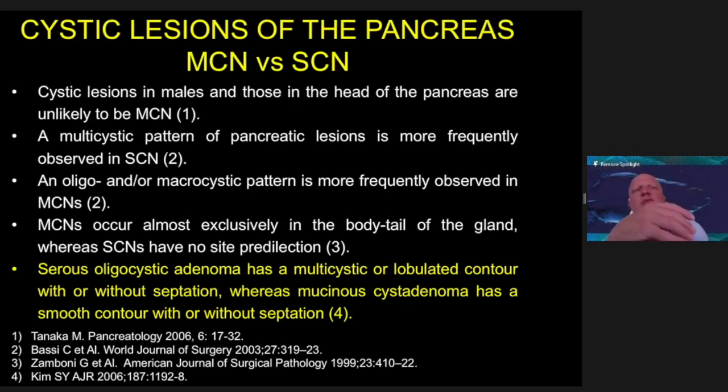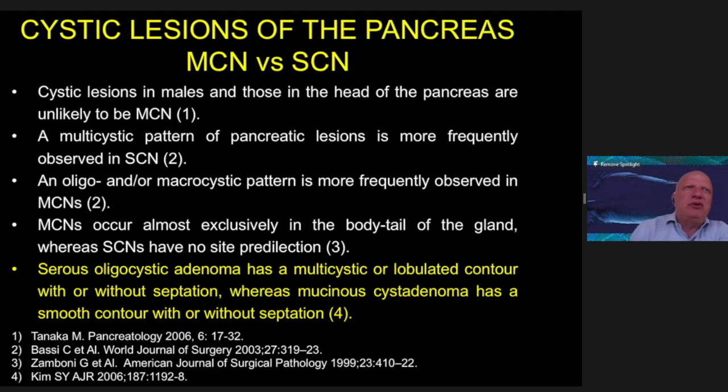But the most important question is to make a correct diagnosis between mucinous and serous cystic neoplasm, because mucinous neoplasms are malignant or pre-malignant conditions, and thus they must be resected whenever possible. On the contrary, serous cystic neoplasms are benign lesions, and they can be left and just followed up in order to see if they grow too much.